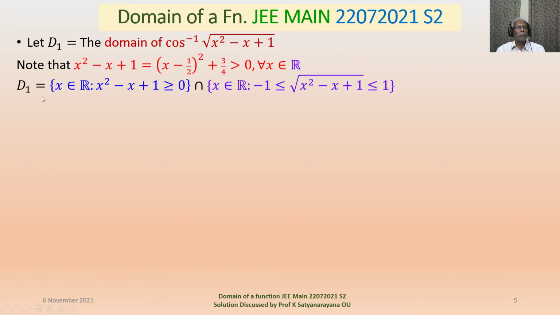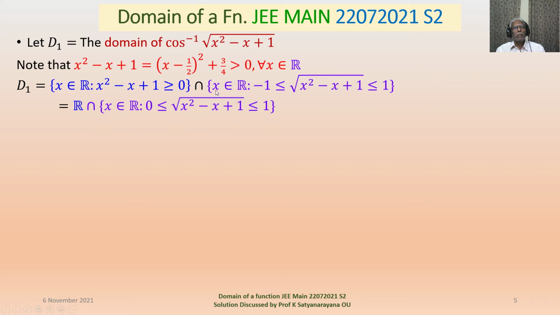D1 is equal to the set of all those x belongs to R such that x² − x + 1 is greater than or equal to 0, because it is under the square root, intersection the set of all those x belongs to R such that −1 is less than or equal to the square root of (x² − x + 1), which is less than or equal to 1, because the domain of cos inverse is the closed and bounded interval −1 to +1. Now the first bracket is the whole of R, because x² − x + 1 is greater than 0 for all x belongs to R. Therefore, the first bracket is R.